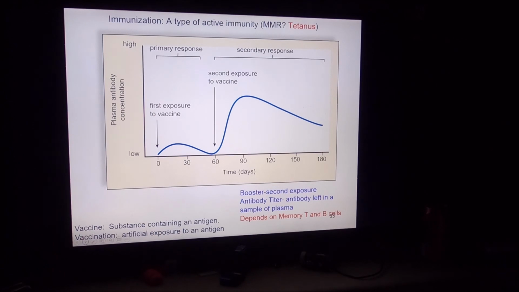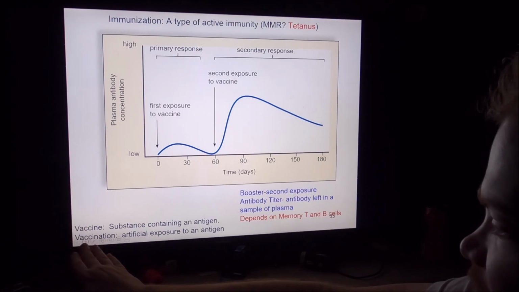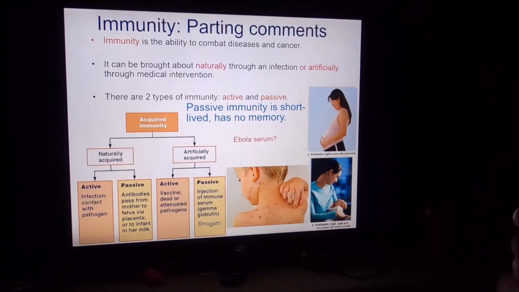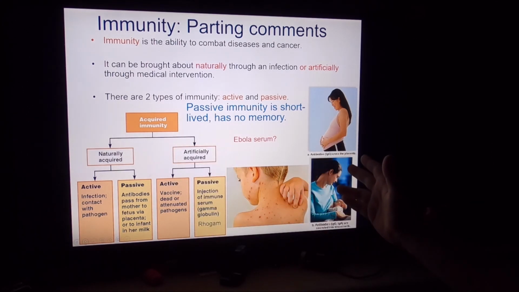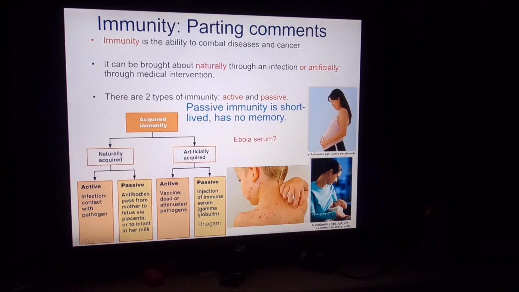So what is all of this stuff? Well, a vaccine is any substance that might contain foreign antigens, and a vaccination is an artificial exposure to those antigens. So what in the world are we getting at here? Well, what we're trying to do is acquire immunity. So how do we acquire immunity? Well, it can come in 2 flavors, that done naturally and that done artificially.